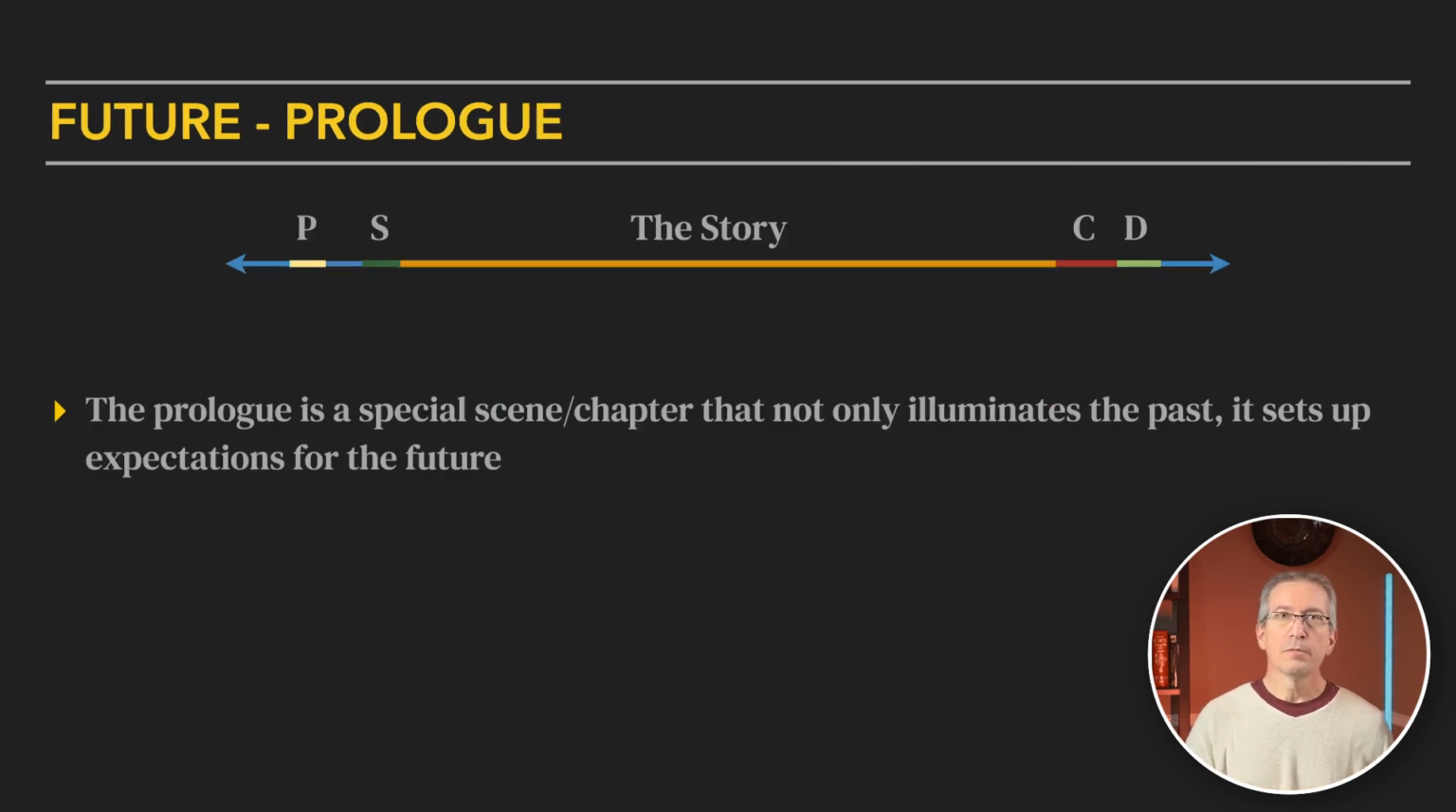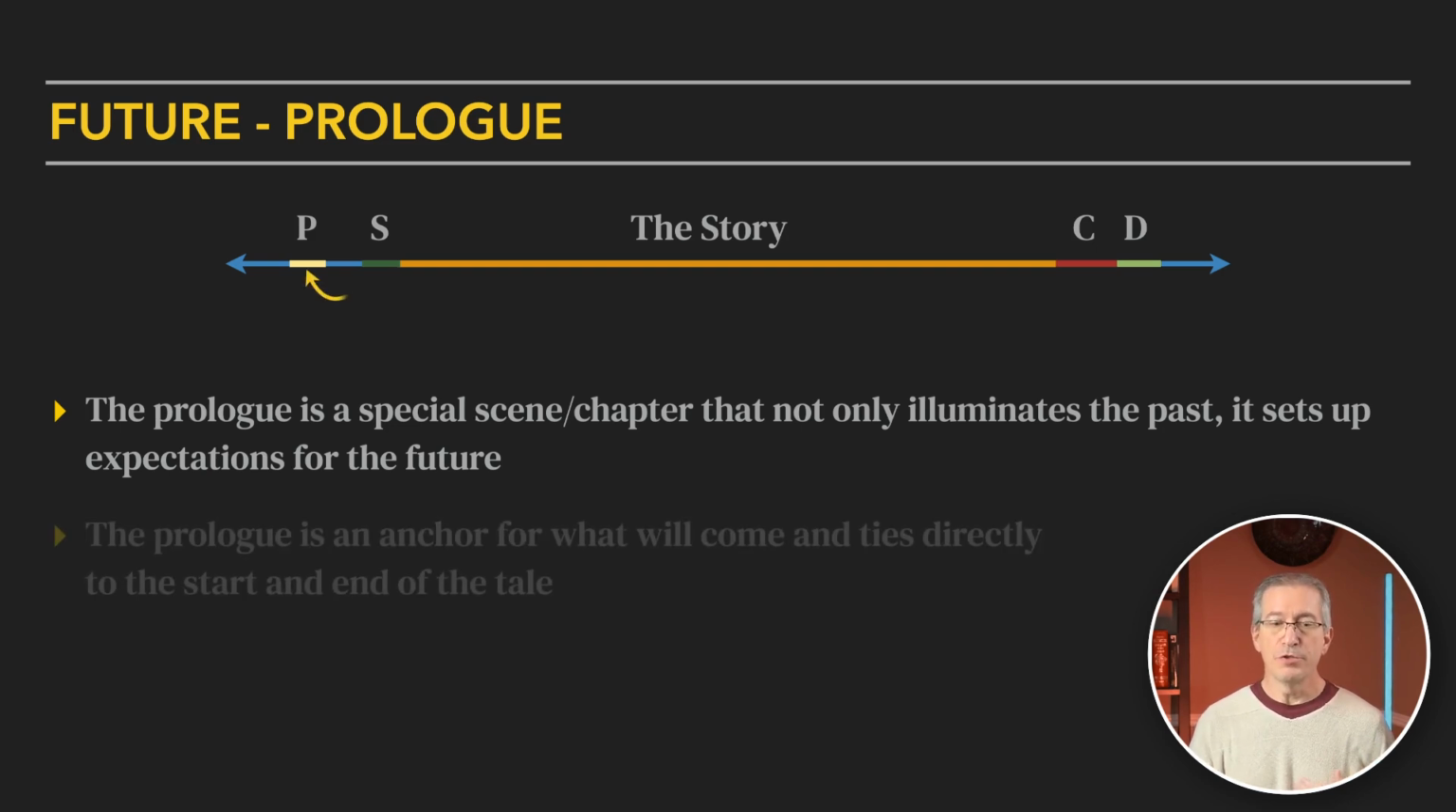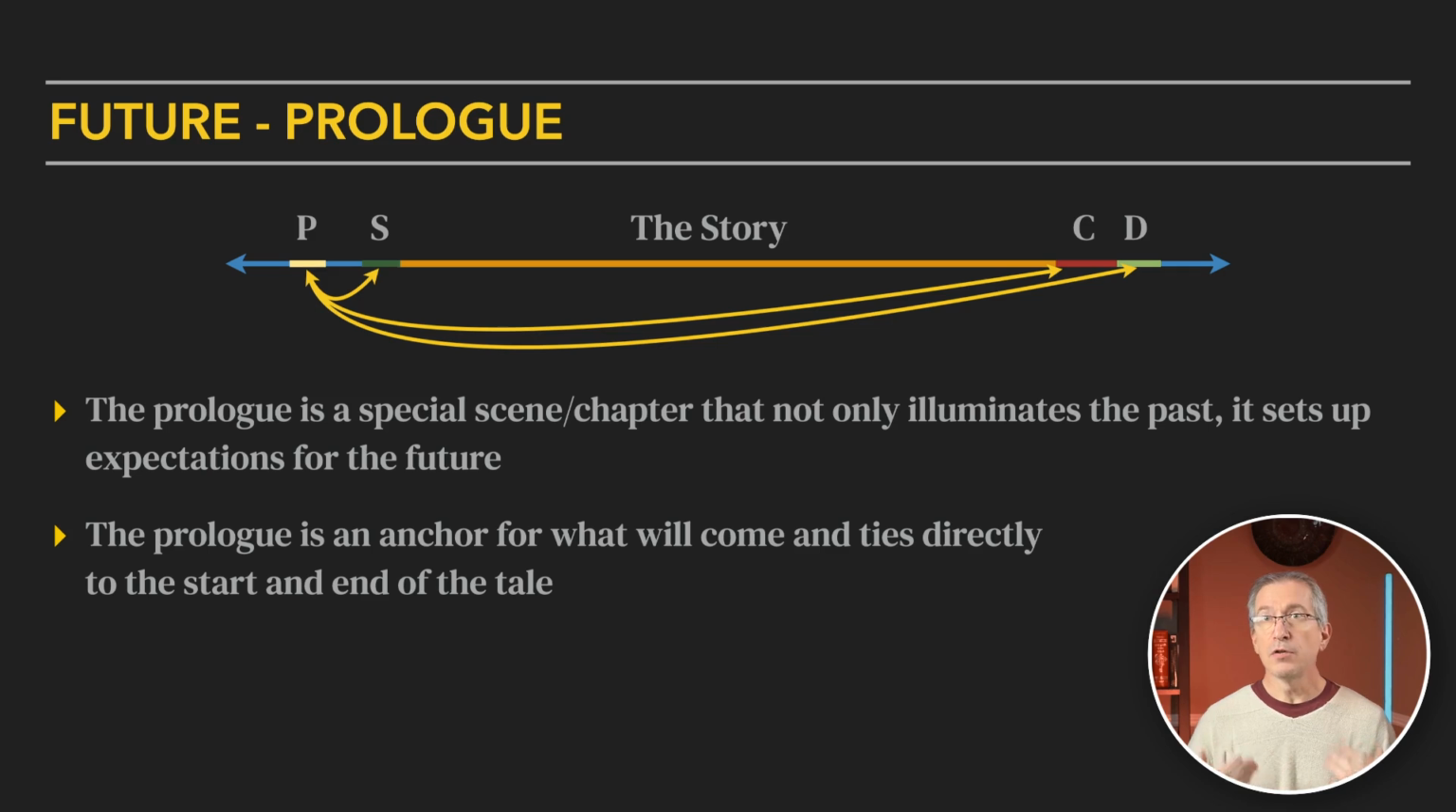So we'll start with future, go into present and past, and the first one is prologue. The prologue is a special scene or chapter that not only illuminates the past, it sets up expectations for the future. In other words, the prologue is not there just to illuminate some part of the past. The unwritten contract with readers is that if you have a prologue, it's going to matter to the start of the story and the development of the story itself in some way, but more importantly, the climax and the denouement as well. In effect, you're going to have two starts of the story, and both of them should be echoed in some way in the climax and the denouement, the close of the story.